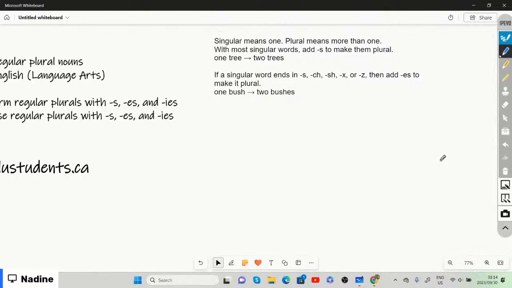And with most of our singular words, we just add an s to show the plural form of that specific word. But if words end in s, ch, sh, x, or z, then we add es to make that word plural. So we will add an es, and it will change the word from a singular form to a plural form.